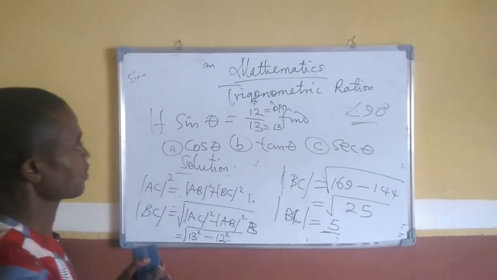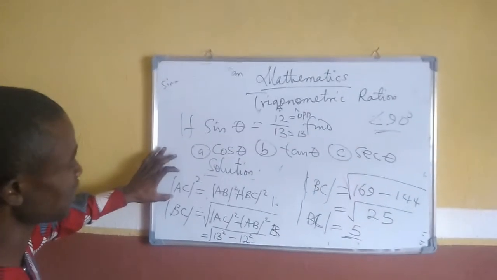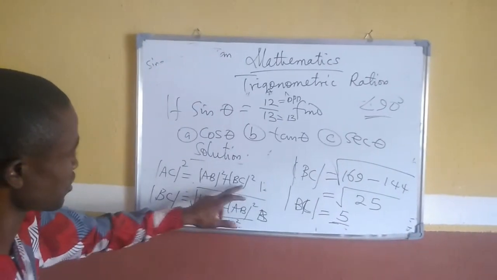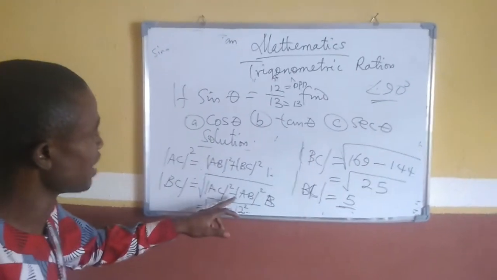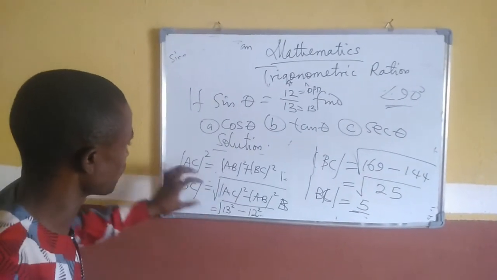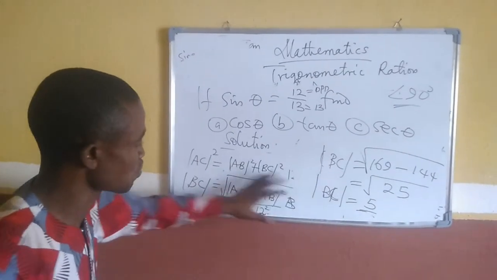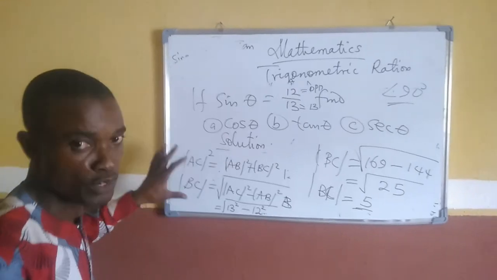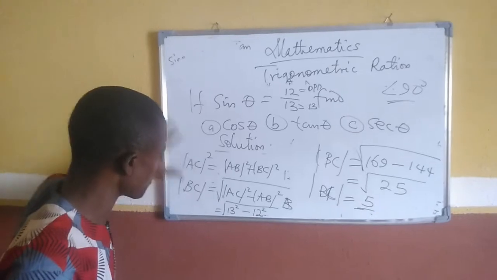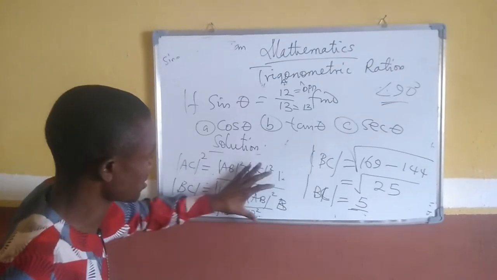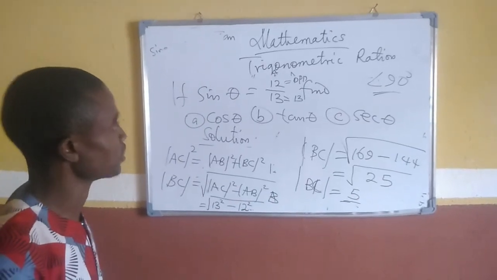Therefore, our side BC is 5. Now, let's go back. With the Pythagoras theorem, from here, I make this the subject of formula, which will have BC square equals AC square minus AB square. For me to remove the square, because we are not looking for BC square, we are looking for BC, we now take the square root of both sides. So the square root of BC square makes BC remain, but we take the square root of the other side of the equation.